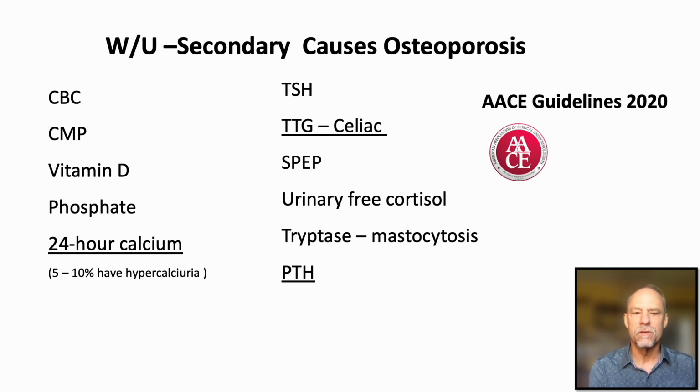Thyroid, of course. Look for celiac, and I underline that because I've seen this several times in my career where we diagnose celiac and it significantly improves as they eliminate wheat in their diet, the health of their gut absorption, and also the health of their bones. Look for an SPEP, so we rule out things like multiple myeloma, urinary free cortisol, tryptase for mastocytosis. This is very rare. I've never seen that. And of course, a PTH level.